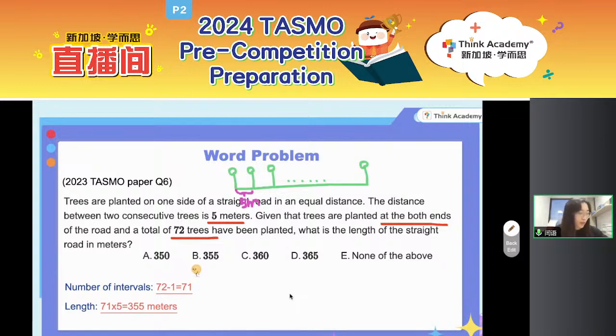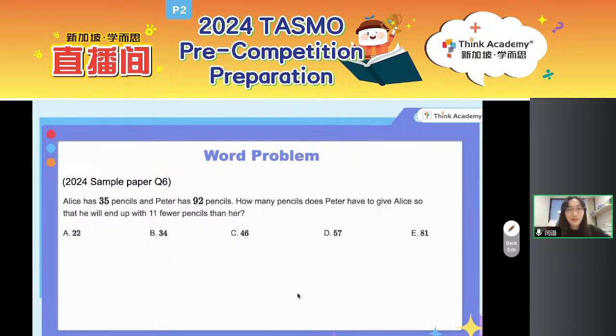Wow, who got 72 times 5 equals 3,510? Why? Calculation. Okay, be more careful, huh? Now let's move on. Next one.